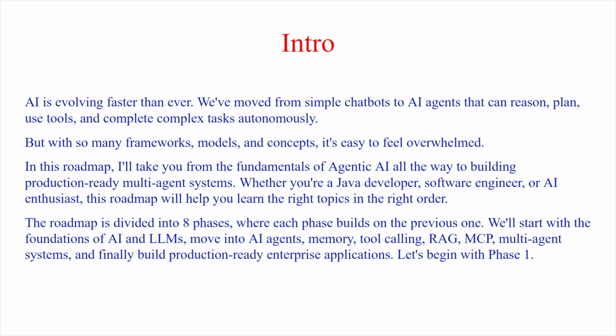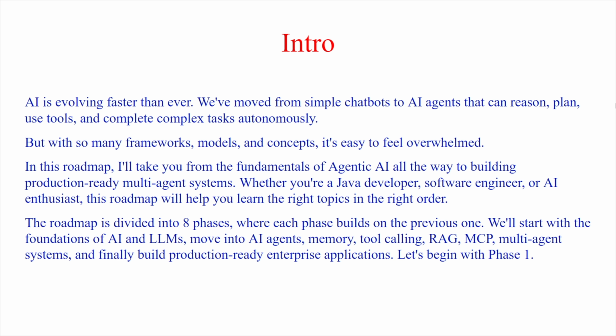So, being a Java developer, we should know the exact path of what we need to learn so that AI helps in increasing our performance and productivity, rather than getting into Python learning or machine learning kind of stuff. Whether you are a Java developer, software developer, backend, front end, or AI engineer, anything, this roadmap will help you learn the right topics in the correct order.